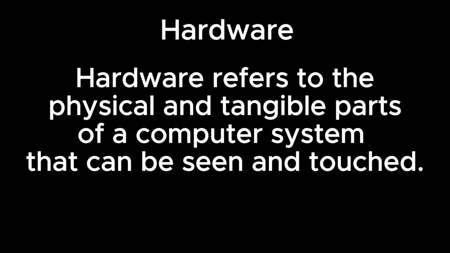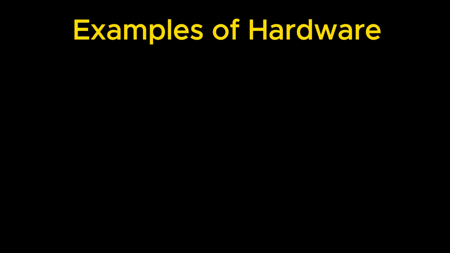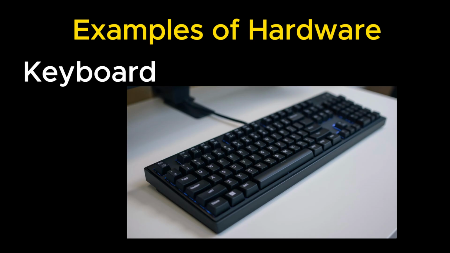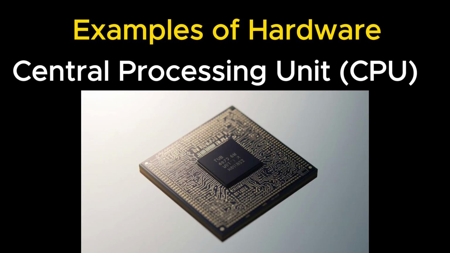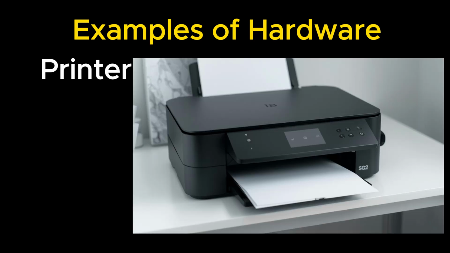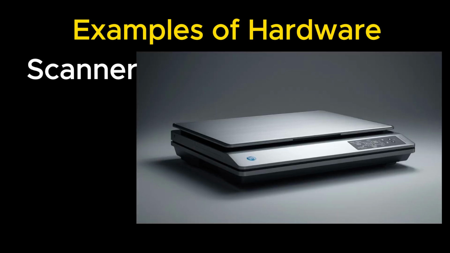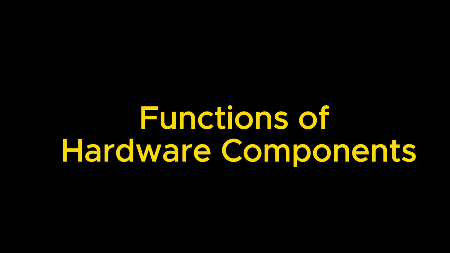Hardware. Hardware refers to the physical and tangible parts of a computer system that can be seen and touched. Hardware provides the structure and electronic components needed for computing operations. Examples of hardware: keyboard, monitor, central processing unit, CPU, mouse, printer, scanner, and speakers.